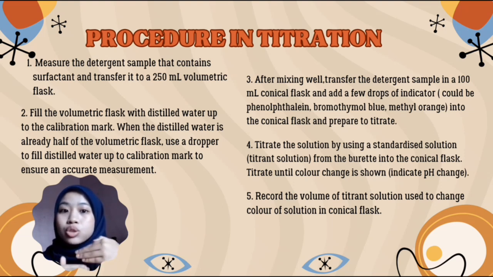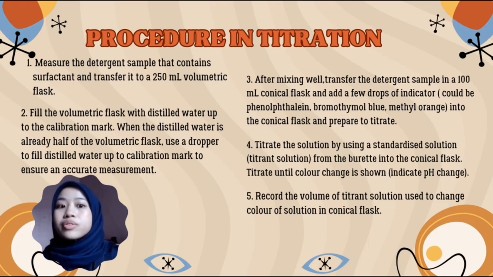When we want to titrate the solution, we need to use a standardized solution from the burette into the conical flask. Titrate the solution until the color change is shown. Lastly, record the volume of titrant solution used to change the color of the solution in the conical flask. Use the simple formula, which is the final reading minus the initial reading of the burette, to determine the volume of titrant used.